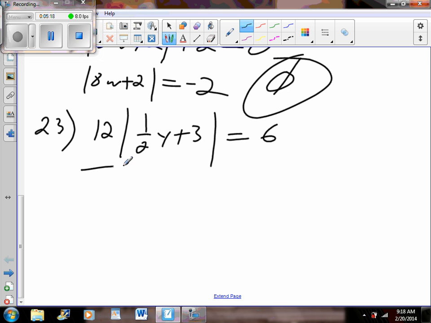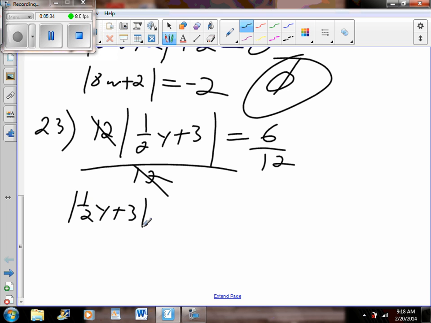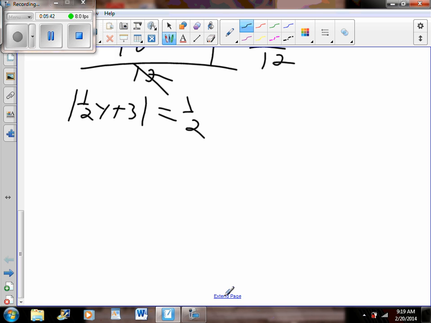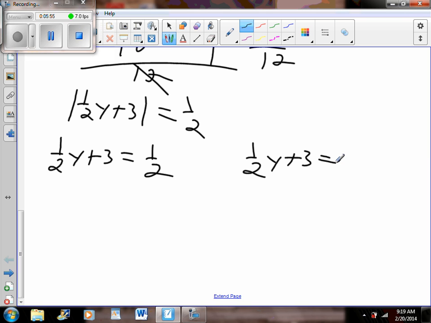So what I want to do is divide the whole thing by 12, okay? So I got to get rid of basically that coefficient 12 of the absolute value problem, and that's going to yield the absolute value of 1/2 y plus 3 is equal to 6 over 12, which is 1/2. So what does that mean? Let's generate both of our equations now. 1/2 y plus 3 is equal to 1/2, and that's one of them. The other one, 1/2 y plus 3 is going to be equal to what else do you think? A negative 1/2.